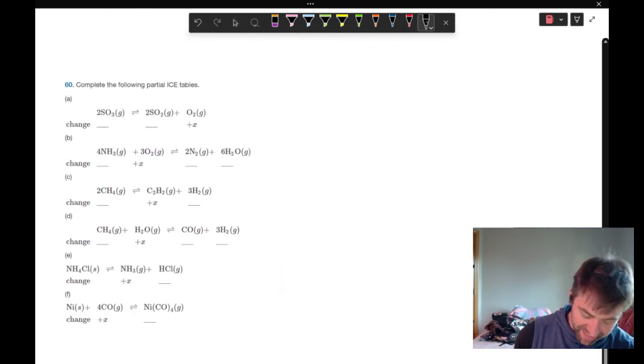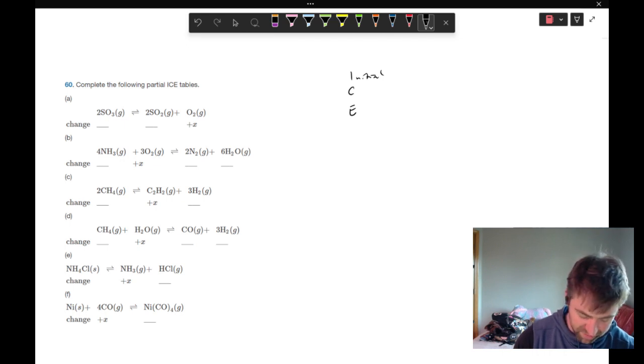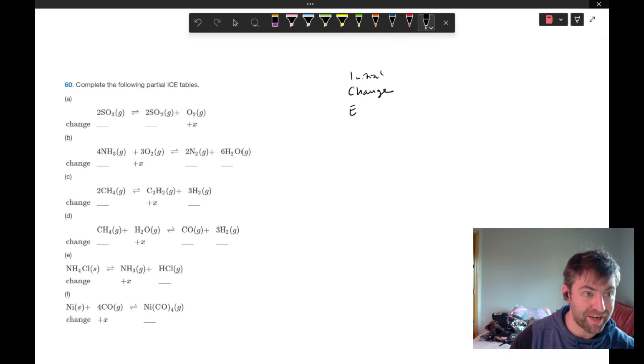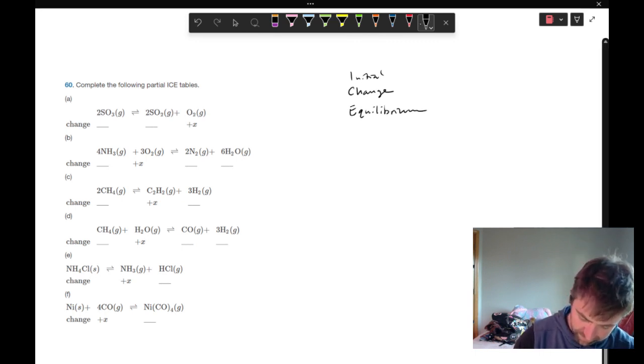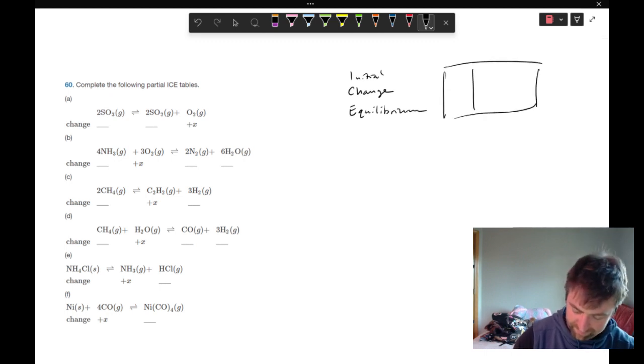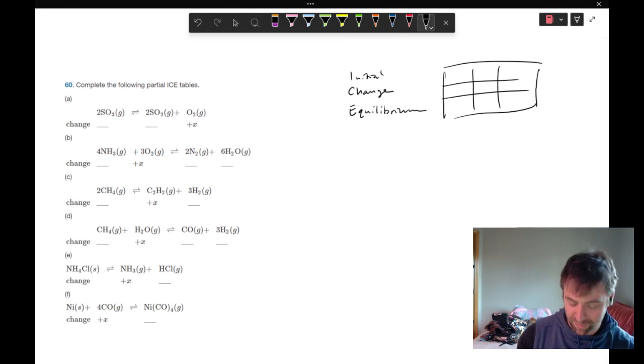All right, complete the following partial ICE tables. ICE, remember, stands for the initial concentration, the change in concentration, and finally, equilibrium. This is why it's a partial ICE table, because the equilibrium row is not actually on there. That is what your ICE table would look like. So this is a partial one.